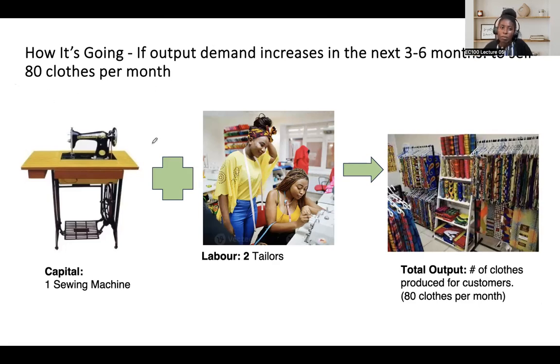Now, this lady is just 3 months in the business. She can't really afford it, and for her to be quick enough to make 80 clothes per month, you would think of many ways. There are many ways she can do that. She can increase the machines, she can increase laborers and so on.